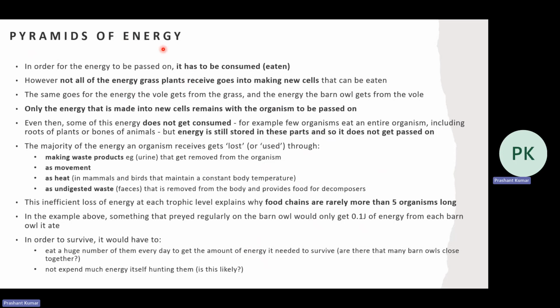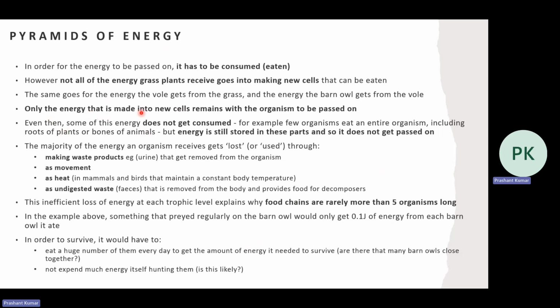Then we have a pyramid of energy. So in order for the energy to pass on, it must first be consumed by the organisms. However, not all of the energy a grass plant receives goes into new cells when an organism eats. Some goes to the physical environment, in terms of maintaining body temperature, in terms of mating, in terms of movement. So, of course, energy is not going to be confined to one organism.